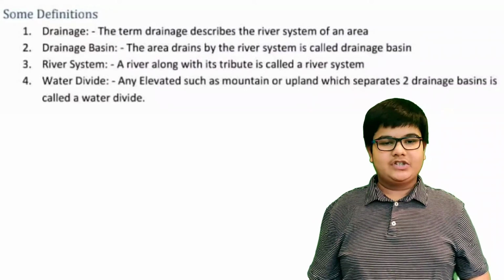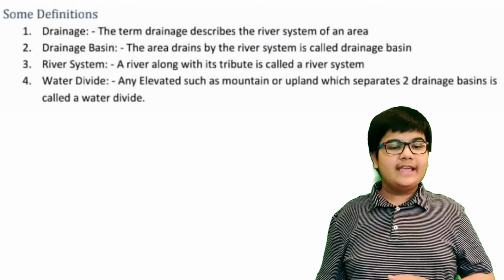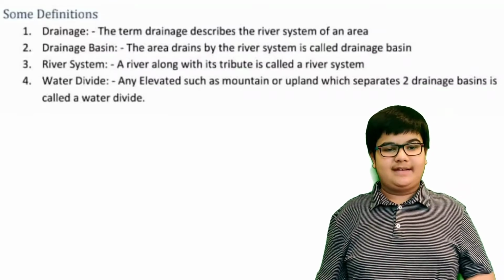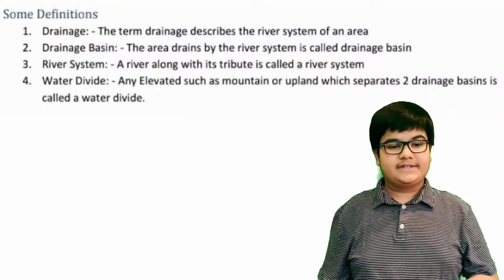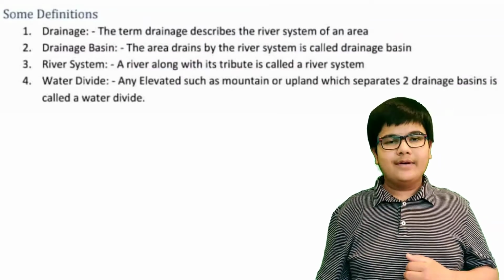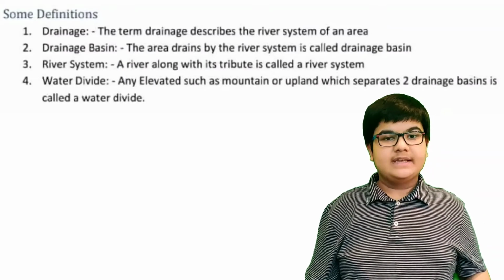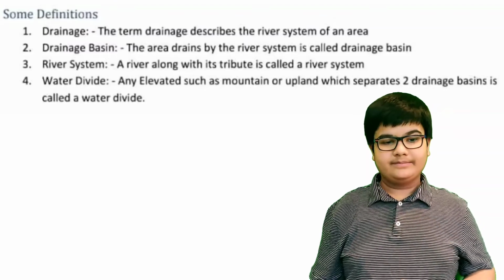What is drainage? So the term drainage describes the river system of an area. Drainage basin. This is the area drained by a single river system. Now what is this river system? This is the river along with its tributaries. The tributaries are the shorter, smaller rivers that join the main river.